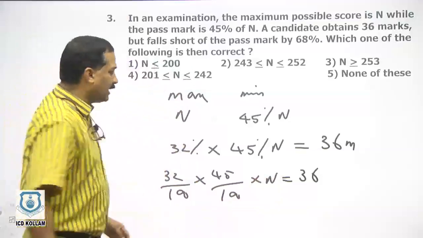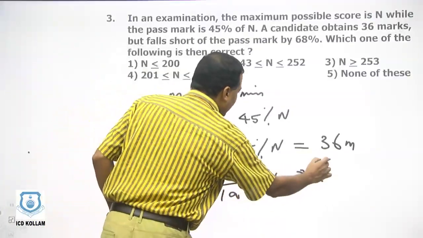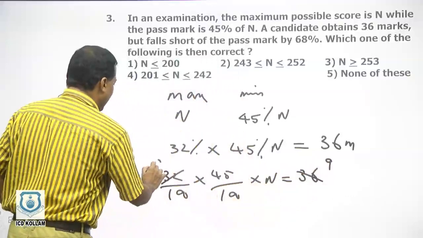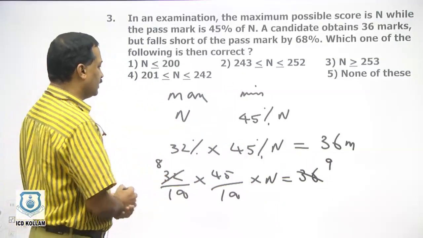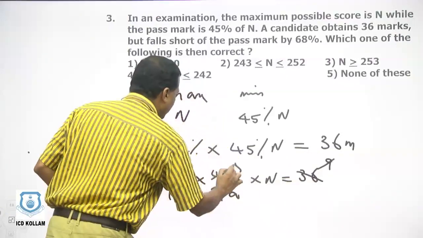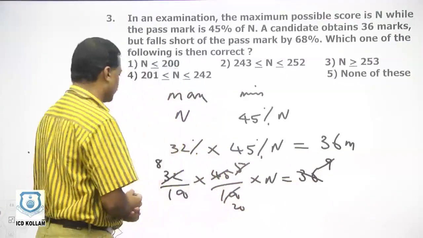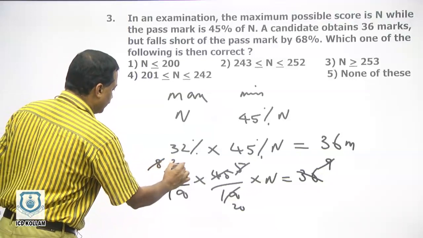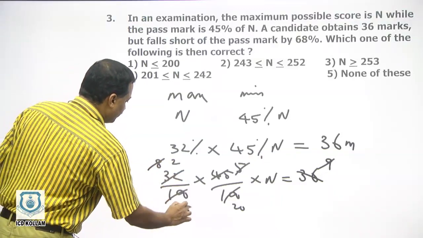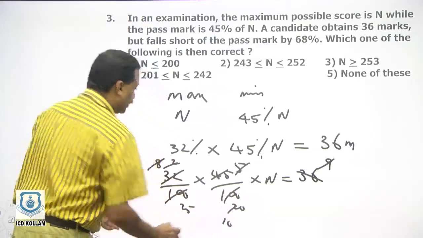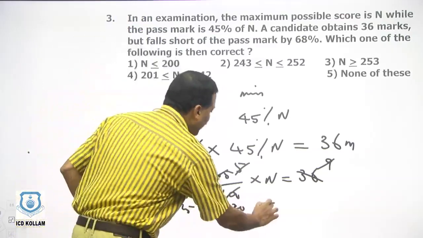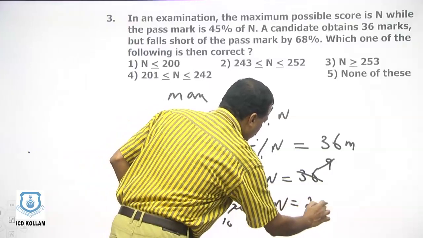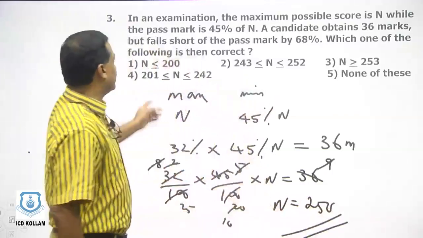So now just calculate. This is 9 times, this is 8 times. So this gets cancelled, 5 times, this is 20. So by 4 it is 2 times 25, 10. So N is 250. You got N is 250, that is what is asked.